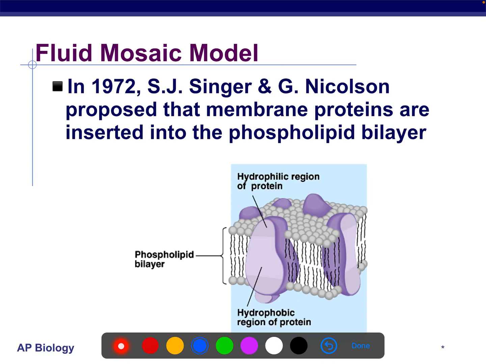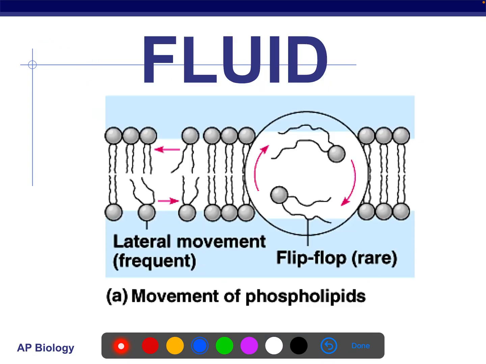So then all of this information brings us to the idea of the fluid mosaic model. The two scientists, Singer and Nicholson, were the first ones to propose that the proteins were embedded in the bilayer. They came up with this idea of what the bilayer looked like, and they called it a fluid mosaic model.